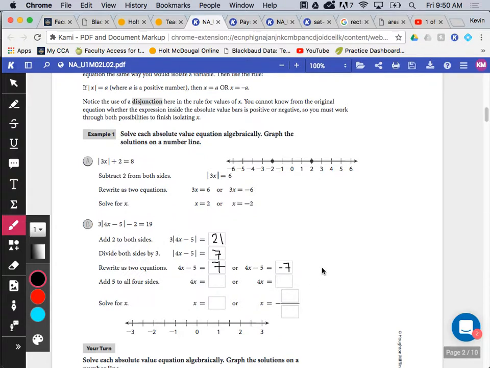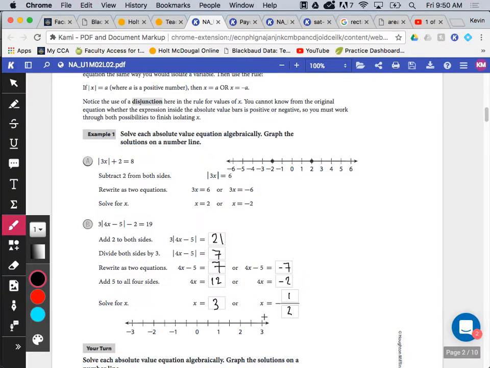And once you've done that, you solve. Add 5 to all sides. So here it'll be 12. Negative 7 plus 5 is negative 2. And then solve for x by dividing by 4. 12 divided by 4 is 3. And negative 2 divided by 4 is negative 2 over 4, or negative 1/2.